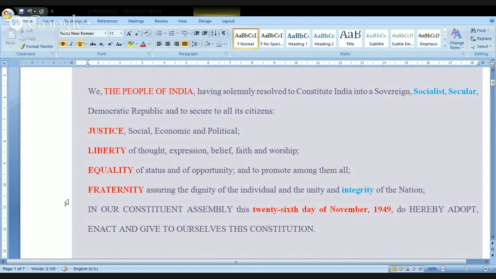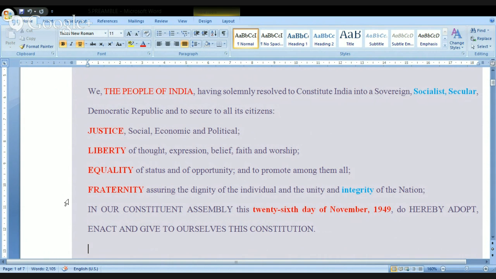So sovereign, socialist, secular, democratic republic, and to secure to all its citizens justice, social, economic, and political. Kindly see here, when you are reading or writing or memorizing this preamble, the sequence of the words is also very, very important. This preamble has been deliberately designed in such a way that every word present in the preamble is important, and the sequence is also very, very important. What do you mean by this sequence?